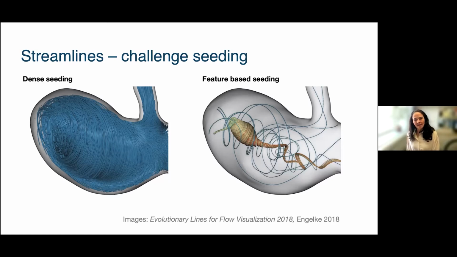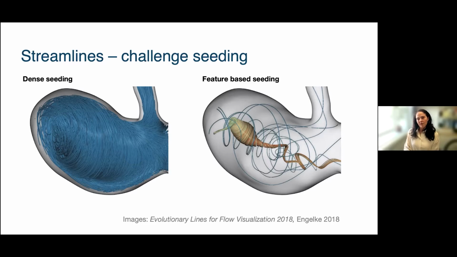And what you see on the right side is something that I call feature-based seeding. This is using an optimization method where the goal function is to find streamlines that are especially long. And such a criterion really prefers areas where I have a lot of swirling. And so you get a nice representation of the vortex core inside of your aneurysm. This is a very simple criterion right now, just looking for long streamlines.